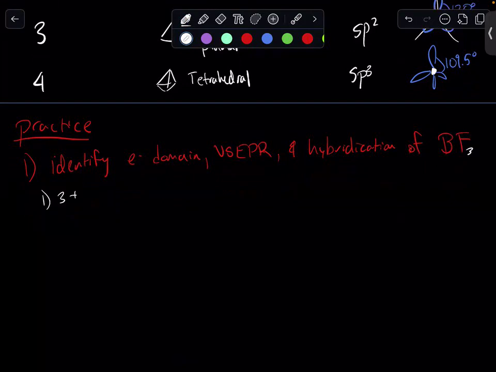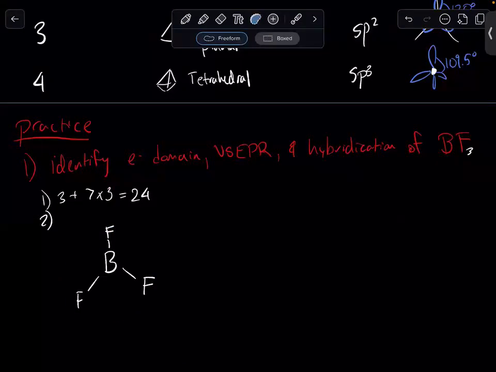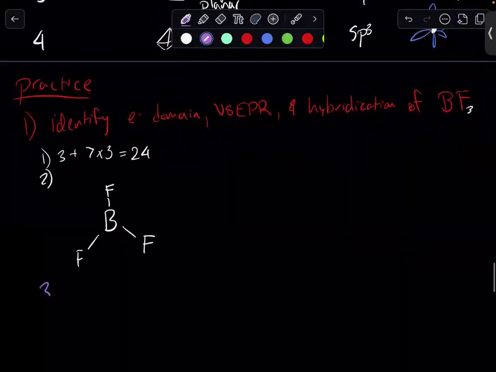Boron has 3 valence electrons plus fluorine. Oop, I said boron trifluoride. Plus 7 times 3. So that's going to be 24 electrons that I have to draw. Boron, farthest left, is going to be my central atom. So step 2, we're going to draw it with boron at the center and single bonds to everything else. Step 3, we're going to add in all our extra electrons. So I'll do that in a different color. So we've already done 2, 4, 6 electrons, 8, 10, 12, 14, 16, 18, 20, 22, 24. That's all our extra electrons. So steps 4 and 5 are all checks, so we're pretty good there.